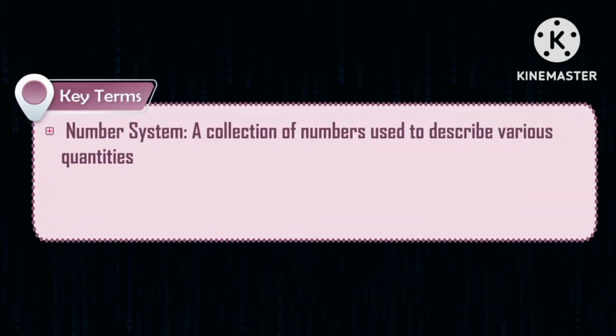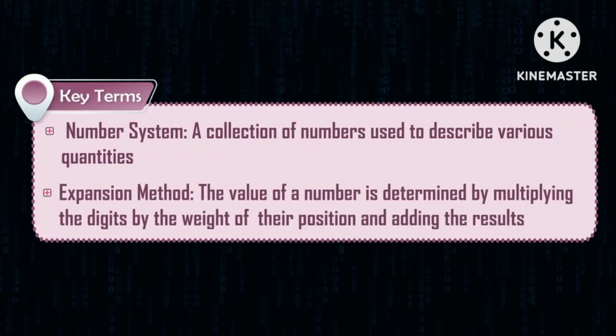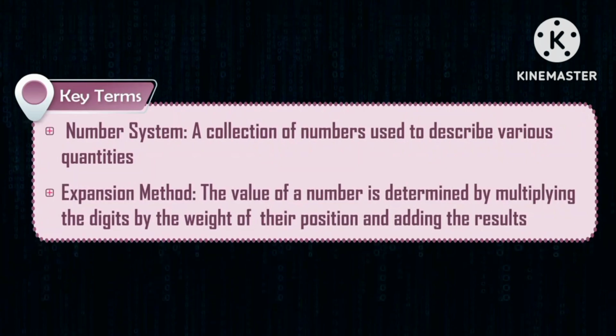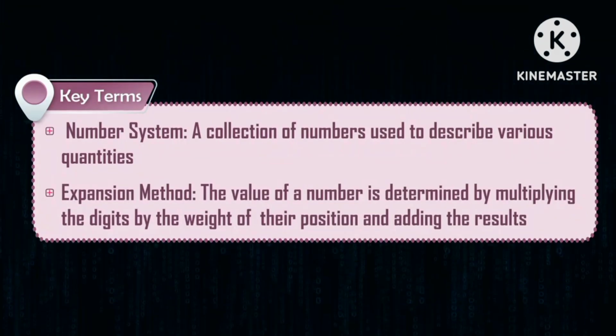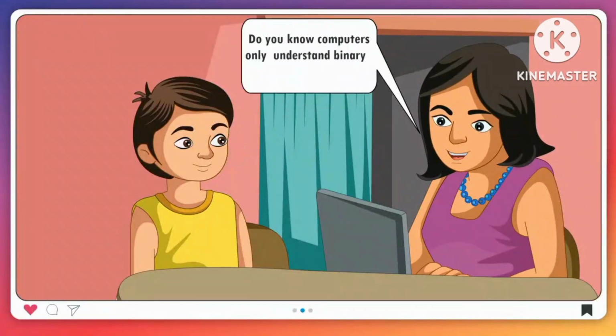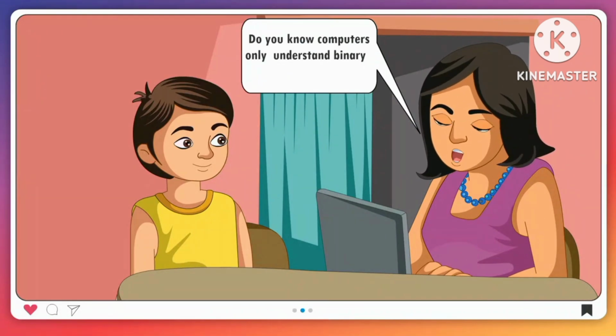Key terms: Number System, a collection of numbers used to describe various quantities. Expansion method, the value of a number is determined by multiplying the digits by the weight of their position and adding the results. Do you know computers only understand binary language?